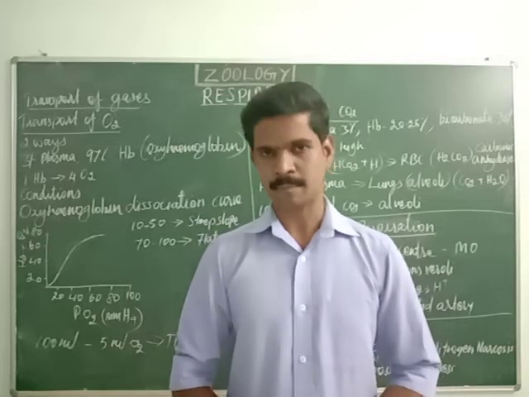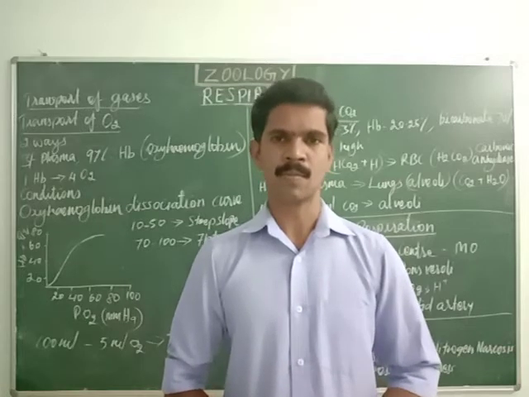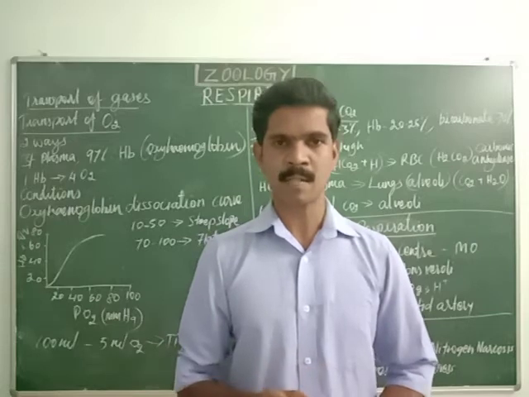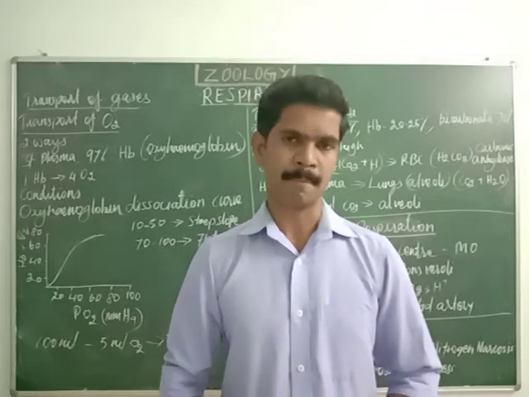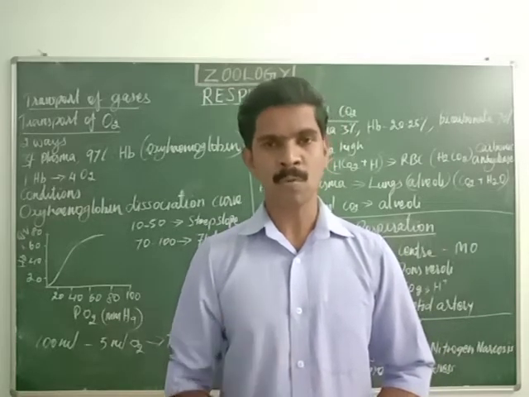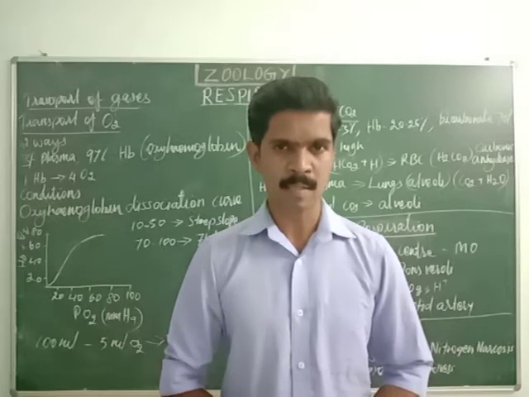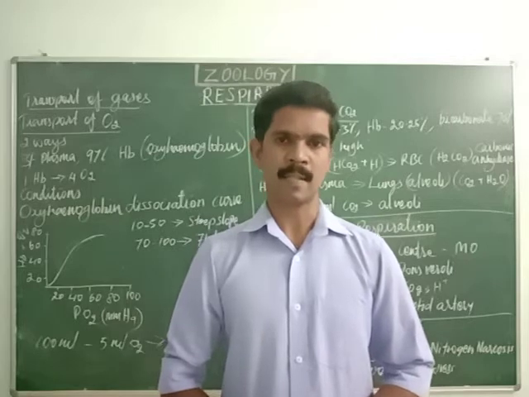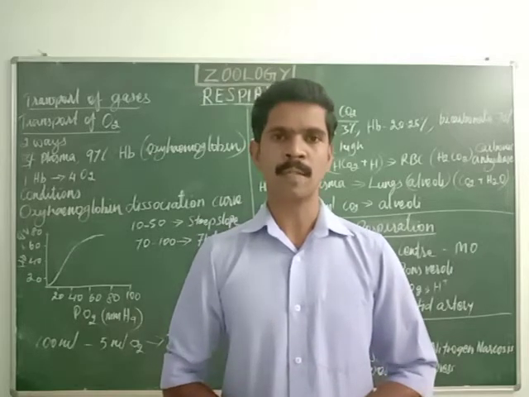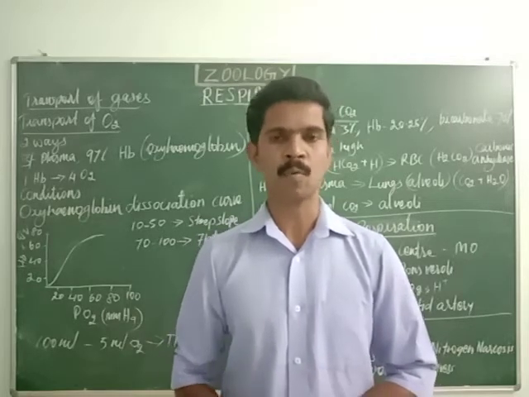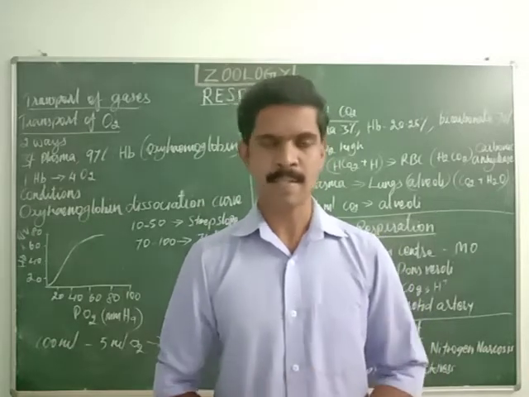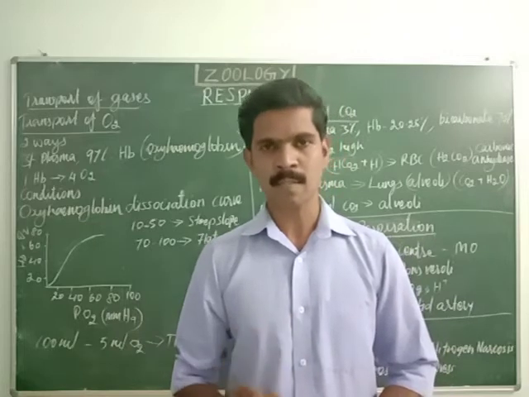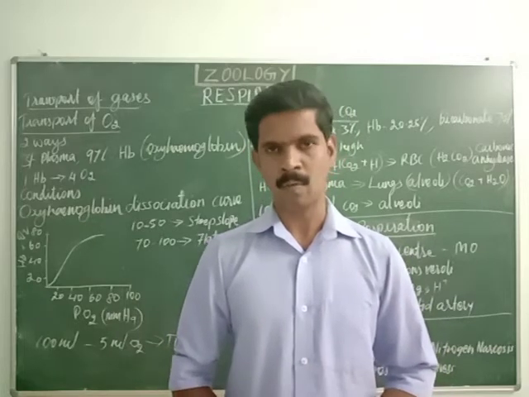Understand? But inside the tissues, the PCO2 is very high, that means the partial pressure of the carbon dioxide is very high, and the PO2 is very low. Because of this, the oxyhemoglobin is dissociated into hemoglobin and oxygen. So inside the tissues, the PCO2 is high and PO2 is low.